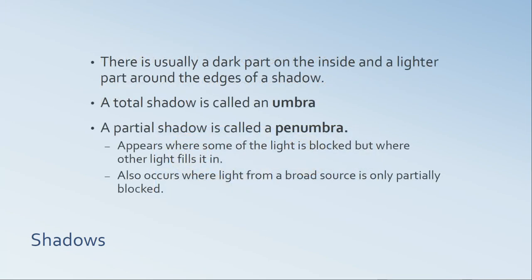On our shadows, the middle part of the shadow is usually the darkest part on the inside. Then there's usually a lighter edge around the shadow that's not quite as dark as the middle. That total shadow in the middle is called an umbra, and that partial shadow that we see on the edges of the shadow is called a penumbra. A penumbra occurs when some of the light is blocked, but some of the other light rays can fill it in. It can also occur where light from a very broad source is only partially blocked, and so the light is coming from around the sides of the object.